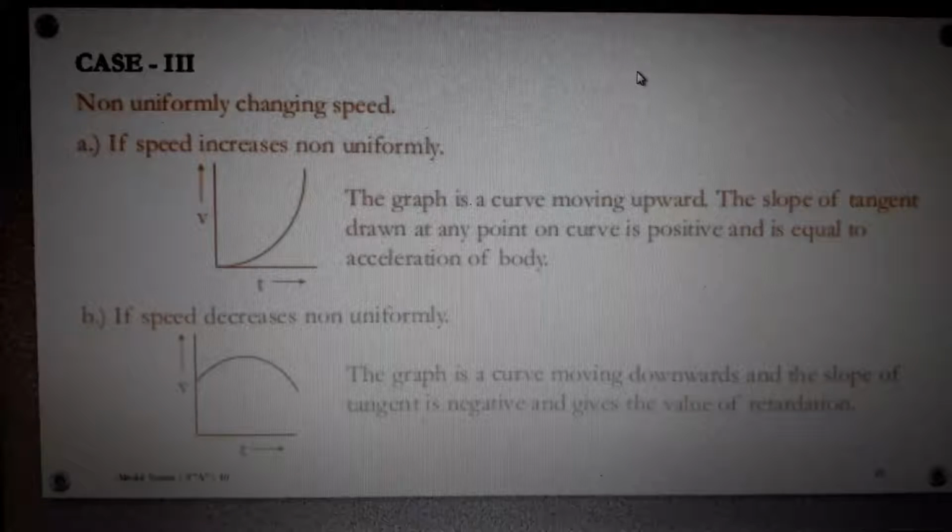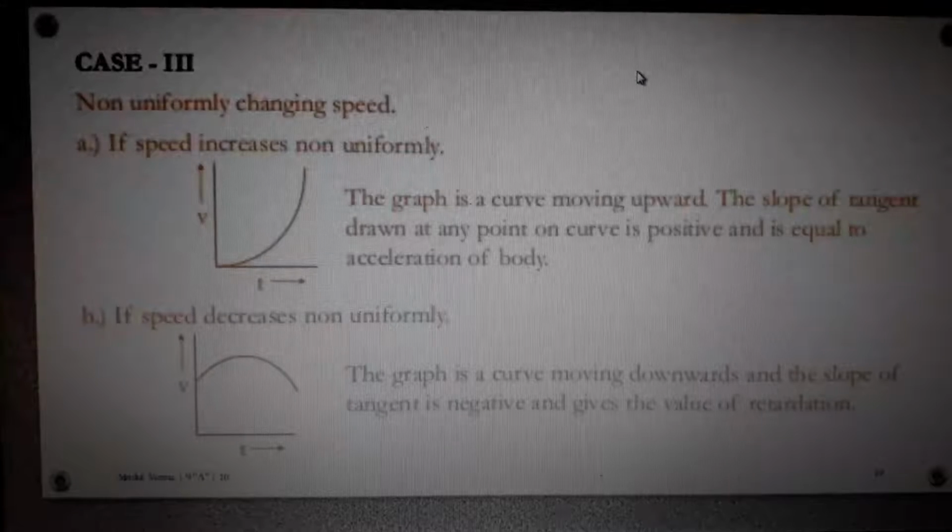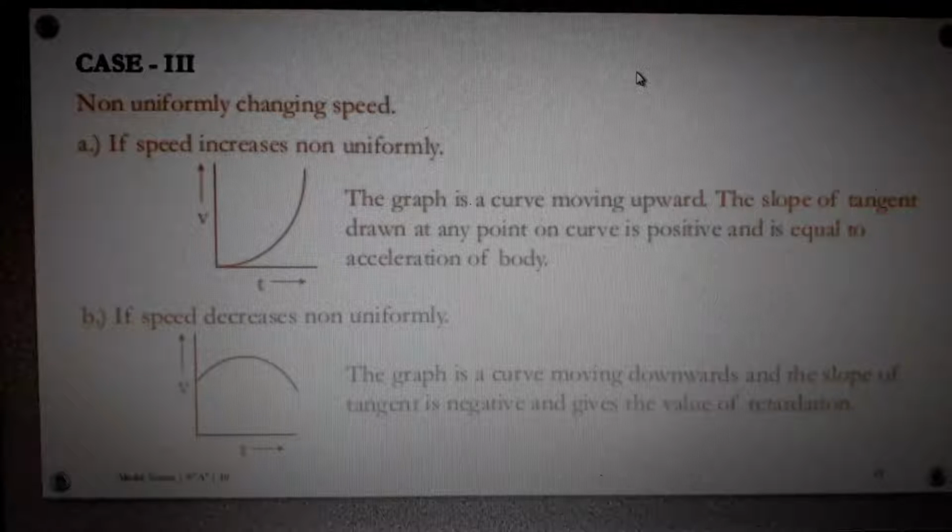Next, uniformly changing speed. Almost this acceleration graph is also like that velocity graph. Let's see. If speed increases non-uniformly, the graph is a curve moving upward. The slope of the tangent drawn at any point on the curve is positive and is equal to the acceleration of the body. The graph is a curve moving downwards during decreasing speed and non-uniform motion. The curve moving downwards and the slope of the tangent is negative and gives the value of retardation.